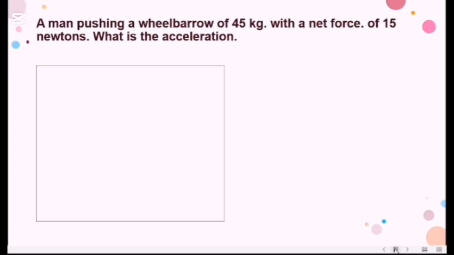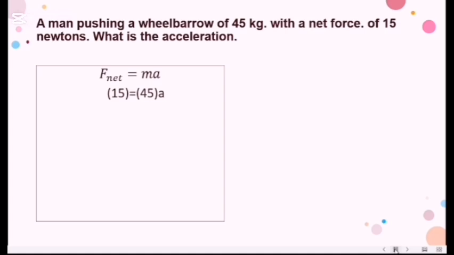Let's check the example. A man pushing a wheelbarrow of 45 kg with a net force of 15 newtons. What is the acceleration? This one is a simple example. You simply plug into the formula F net equals ma. F net represents the force, and the force is 15 newtons, and m represents the mass, which is 45 kg for the wheelbarrow, and acceleration we have to solve.